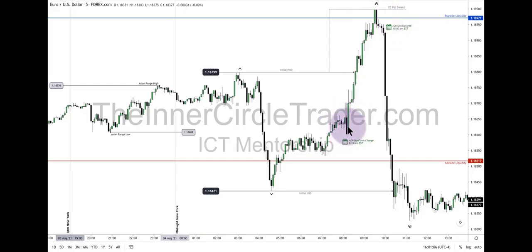The initial number here came out that was poor for dollar, sent price up. It swept the buy stops. Then they released data that was strong for dollar, and then you have this displacement on the downside attacking the sell side liquidity.